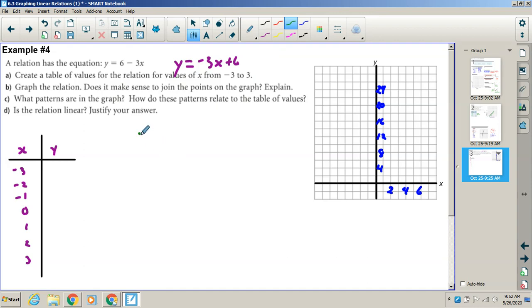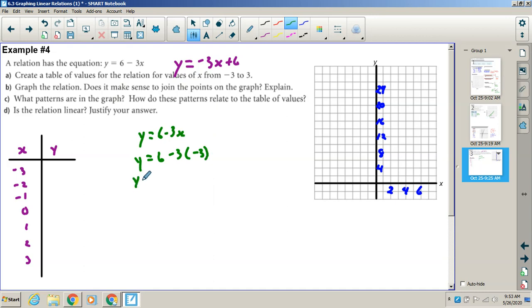So here's my equation, and I've got y equals 6 minus 3x. And I'm substituting in a value of negative 3 into x to figure out my y. So here I have my y, and I have 6 minus 3, and then I'm multiplying by negative 3.